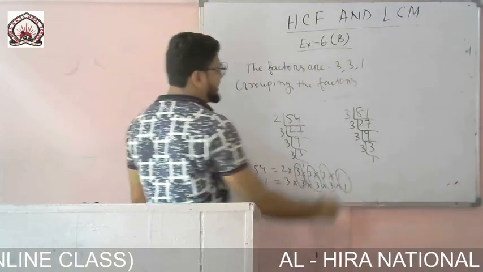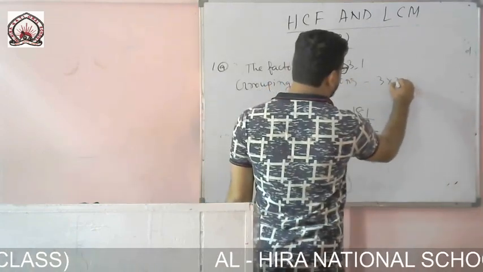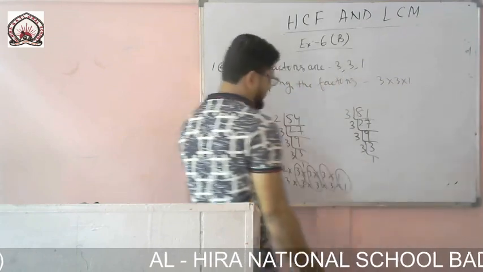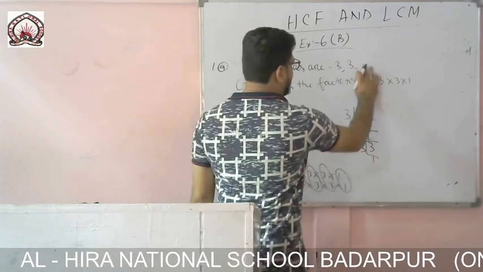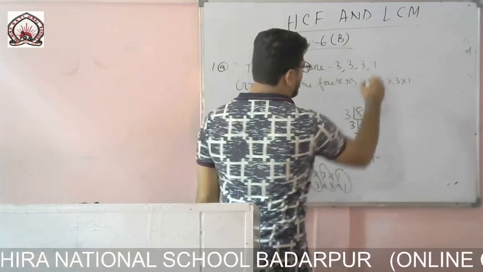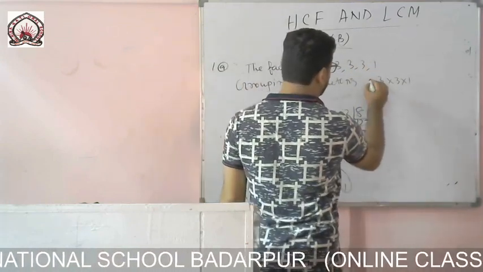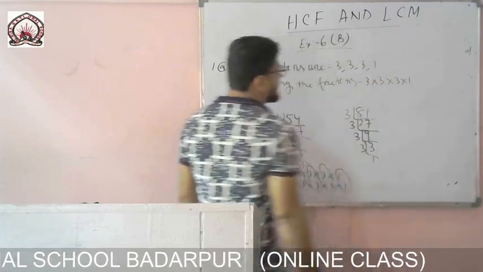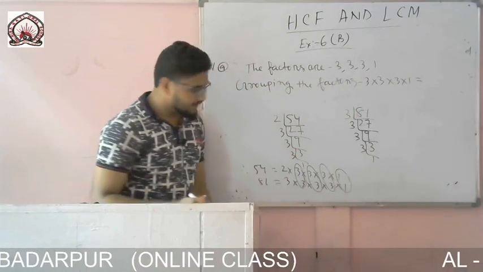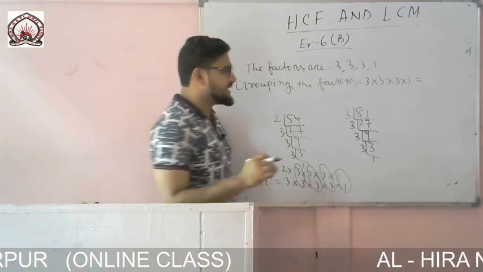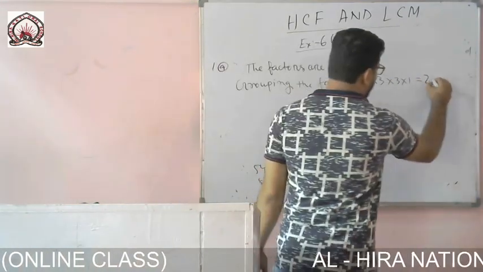Grouping the factors: 3 into 3 into 1. How many threes? 3 threes. So what will we get? 3 threes are 9. 9 threes are 27.